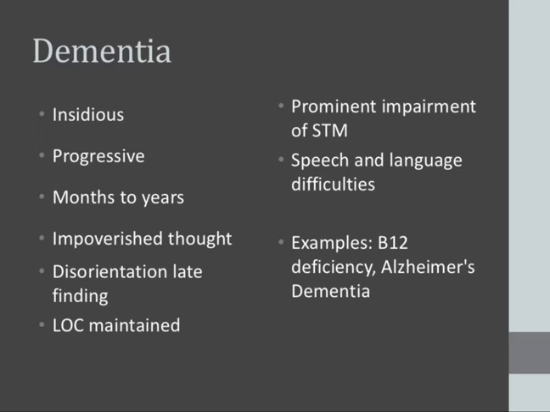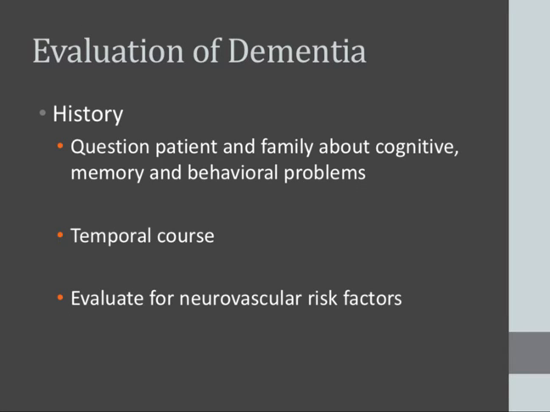Orientation is fairly well maintained until later stages of illness, and attention tends to be unaffected until late in the illness. So some of these clinical characteristics can help you distinguish between dementia and delirium. And a couple examples of dementia are going to be B12 deficiency and Alzheimer's dementia. So when we evaluate dementia, there are lots of important questions that we need to ask the patient. So for history, we need to question the patient and family about cognitive, memory, and behavioral problems.